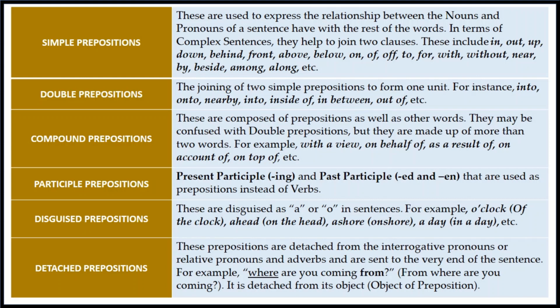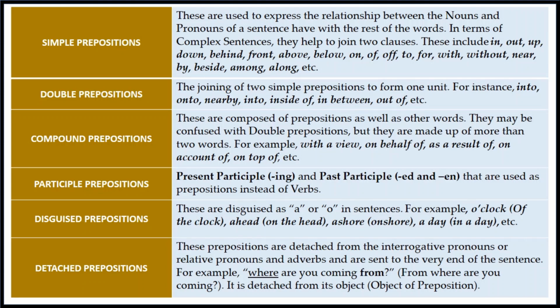Then we have detached prepositions. Detached are those that are, you can say, separated from their object of preposition. For example, let me read the definition. These prepositions are detached from the interrogative pronouns or relative pronouns and adverbs and are sent to the very end of the sentence. So actually, interrogative pronoun or relative pronoun, from these two, the preposition is separated and sent to the very end. For example, where are you coming from?